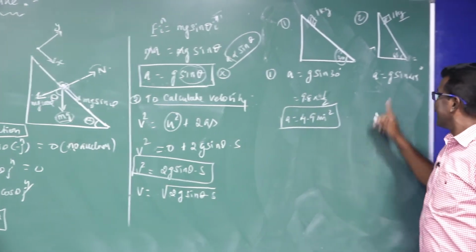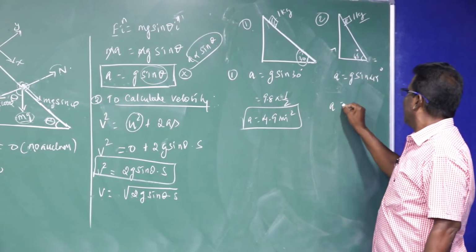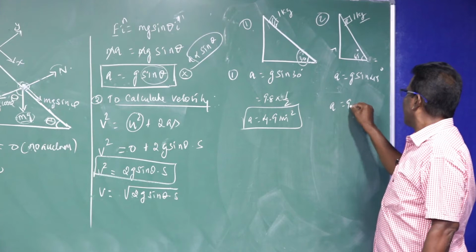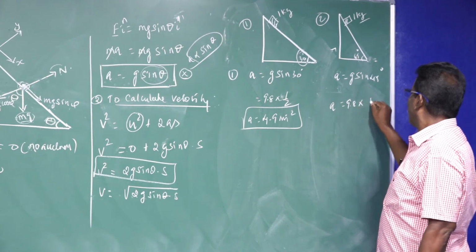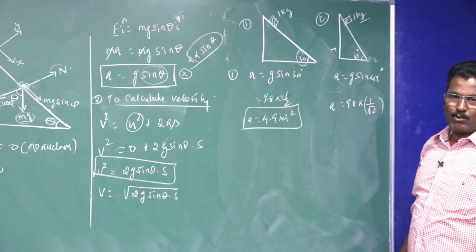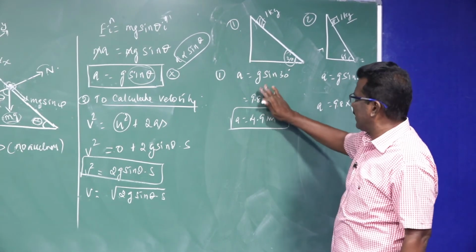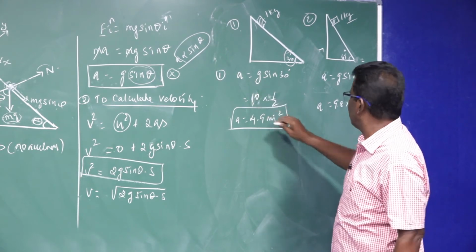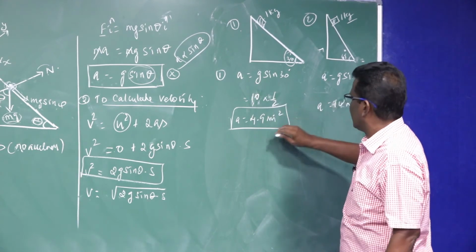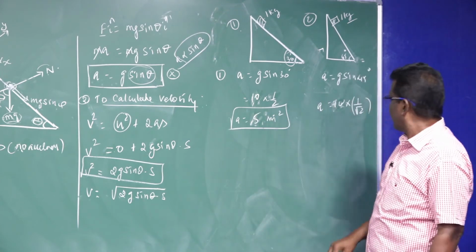In the second case, a is equal to g sin theta. a equals 9.8 into sin 45, which is 1 by root 2. We know that 1 by root 2 is always equal to 0.707. So it is better to take g as 10, it is easy to calculate. 10 by 2 gives 5 meter per second square.